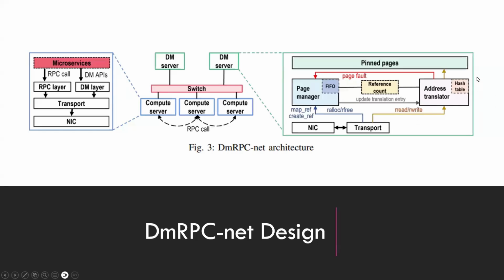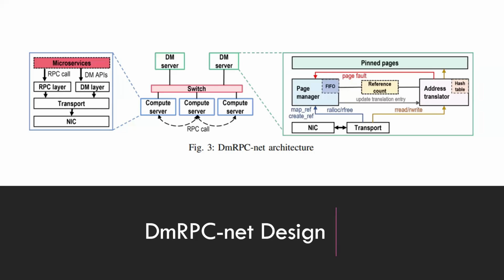So what are these translators for? It's for software-based translation. The translation is handled by the address translator software, and it translates DM virtual addresses to the virtual address of the pinned memory. When serving read requests, after receiving a read request, the address translator looks up in a hash table to retrieve the virtual address of the pinned page and returns it back to the process.